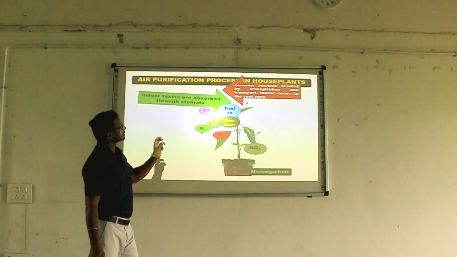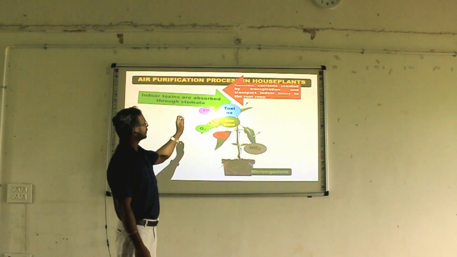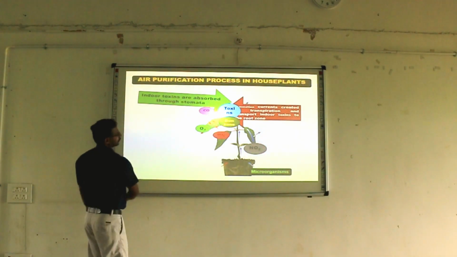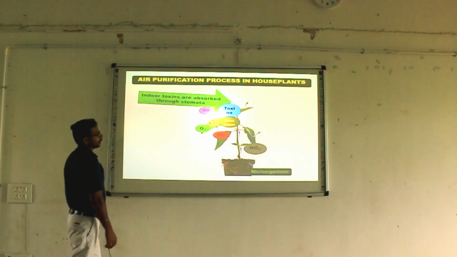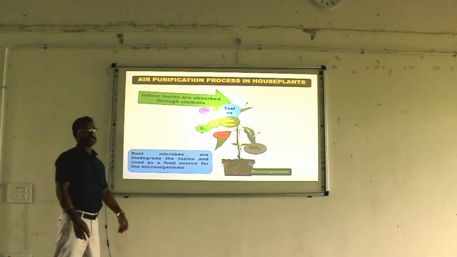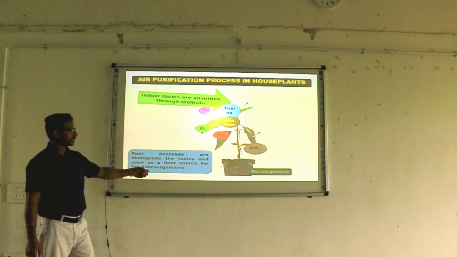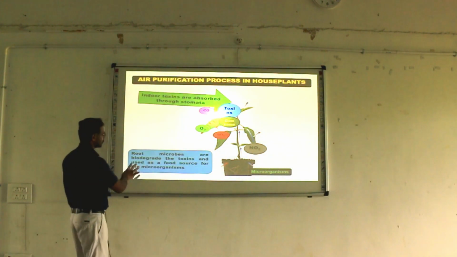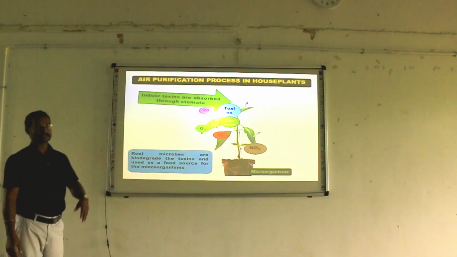These gases are carried by convection currents created by transpiration, which transport indoor toxins to the root zone. After entering the root zone, the microorganisms utilize the toxic gas as nutrients. The root microbes biodegrade the toxins and use them as a food source for microorganism growth.